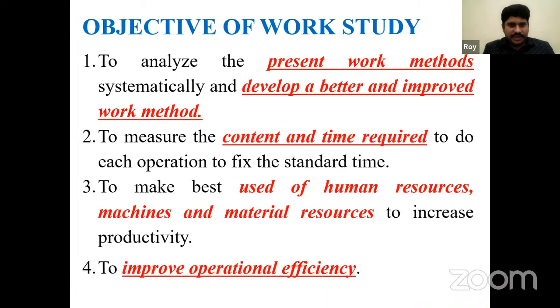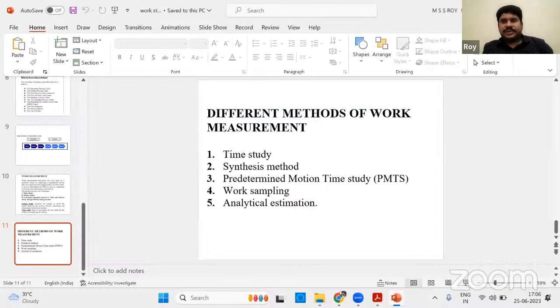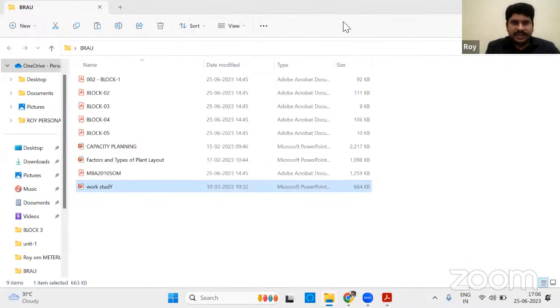I think we finished the things. Okay. The methods for work measurement are different things. In order to understand work measurement, time study is one method. The others are the synthesis method, PMTS (predetermined motion time system), work sampling, and analytical estimation. Okay, this is about the work study. Is this clear to everybody?